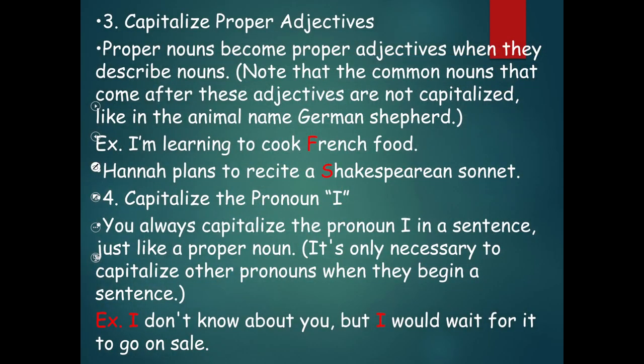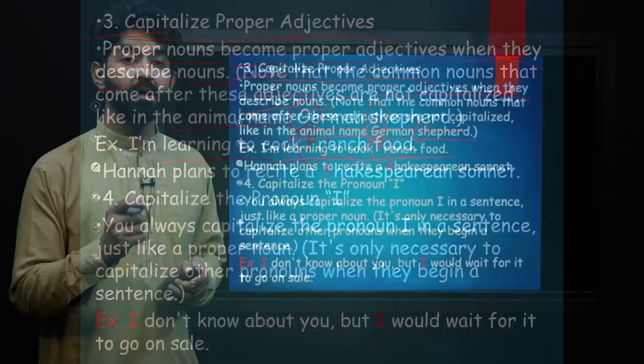Let's see our rule number 3 of capitalizing. Capitalize proper adjectives. Proper nouns become proper adjectives when they describe nouns. Note that the common nouns that come after these adjectives are not capitalized. Like in the animal name German Shepherd, the G is capitalized and Shepherd will not be capitalized. So for example, I am learning to cook French food. Just this F will be capitalized. Hannah plans to recite a Shakespearean sonnet. So this is the rule for capitalizing proper adjectives.